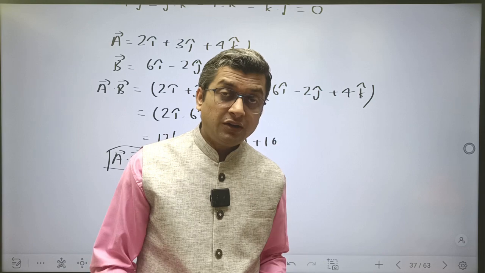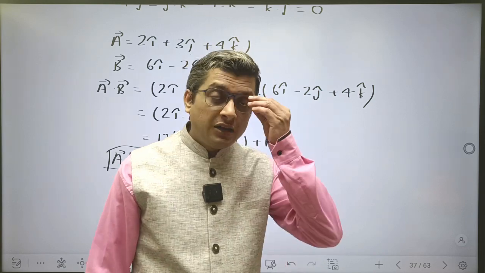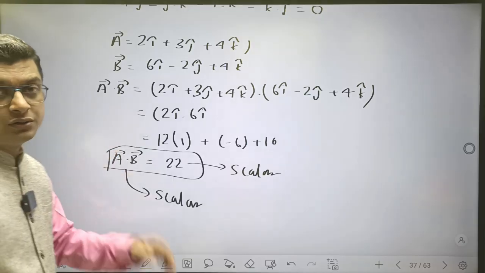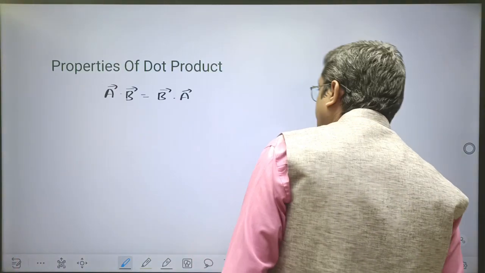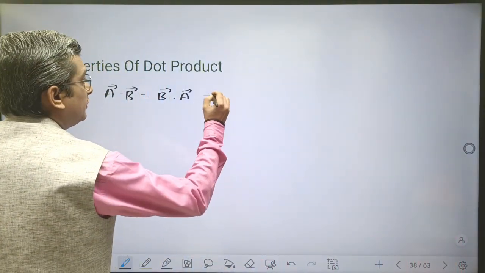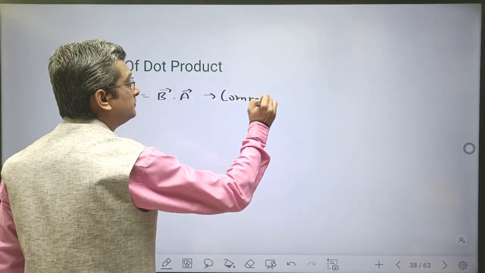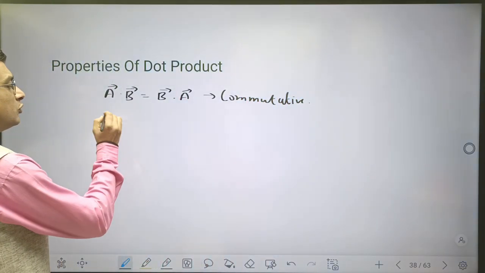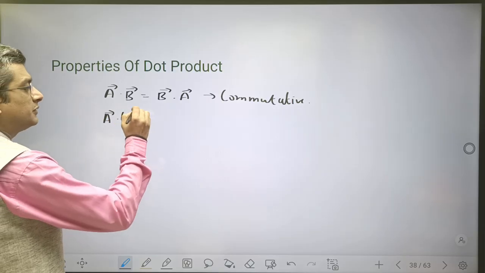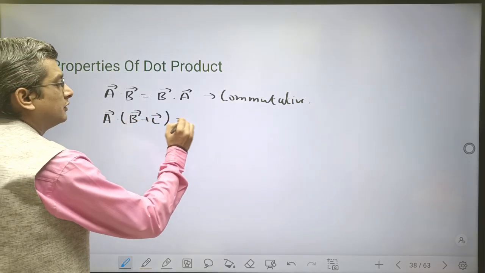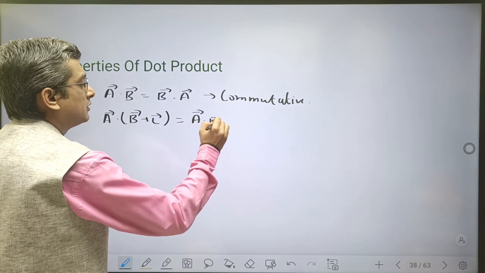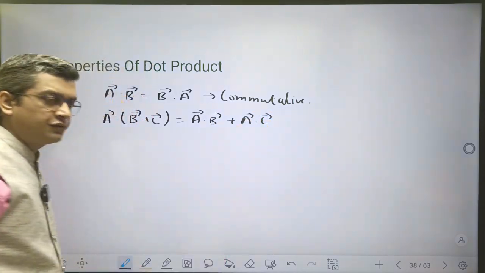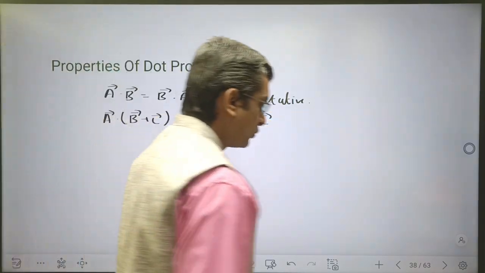So we say that the dot product is also known as the scalar product. And in the introductory session of this lecture, I spoke about the scalar quantity, that a scalar quantity is nothing but the dot product of two vectors, isn't it? So next is properties. This property is known as commutative, and one more property is a dot (b plus c) is equal to a dot b plus a dot c. This property is known as distributive, isn't it? So these are the two properties.